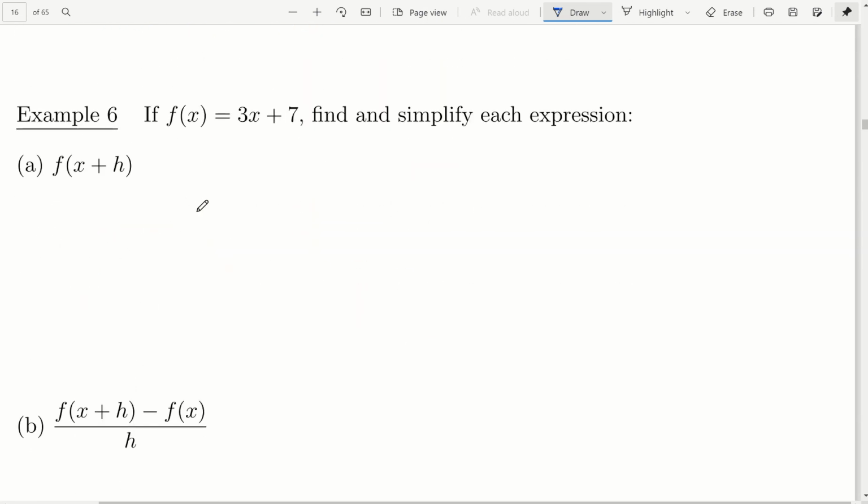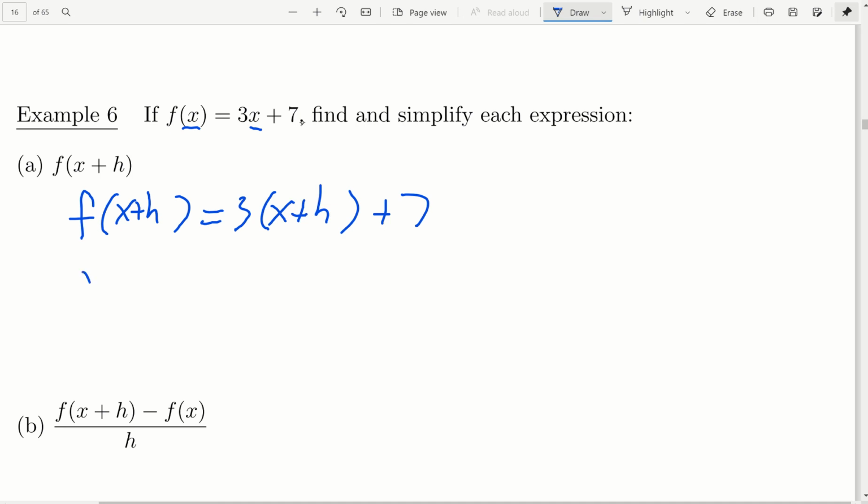Let's take a look at example 6. It's a leading question where they're going to walk us through this one. If we have the function f of x equals 3x plus 7, let's find and simplify each of the following things. The first part we want is f of x plus h. In order to find that, let me copy down my statement form. f of x says to take your input x, multiply it by 3, and then add 7 to it. Here, I want to evaluate it at x plus h. So everywhere we had x from before, we're substituting in x plus h.